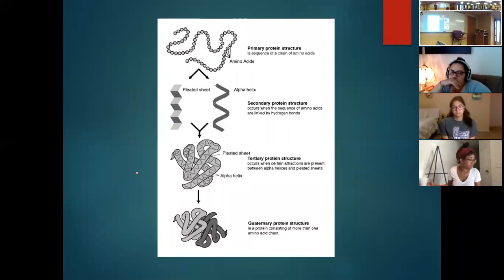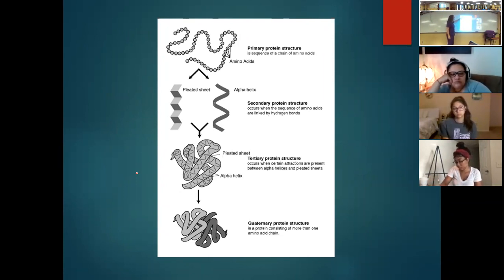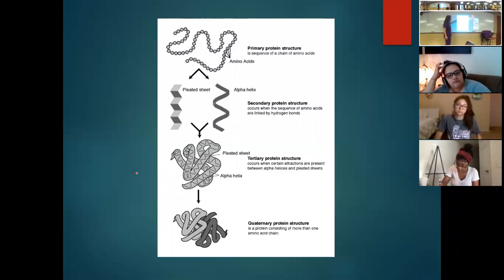For my little visual learners, primary: every one of these little dots is an amino acid, and you can see I've assembled them into a single line. Secondary, I allow it to start following the natural bends. Tertiary, I start doing origami folds, folding it into a specific shape. Quaternary, I take two origamis and I bind them together.